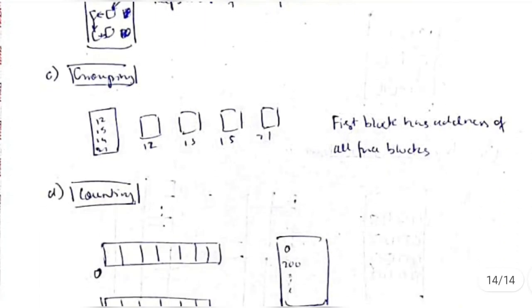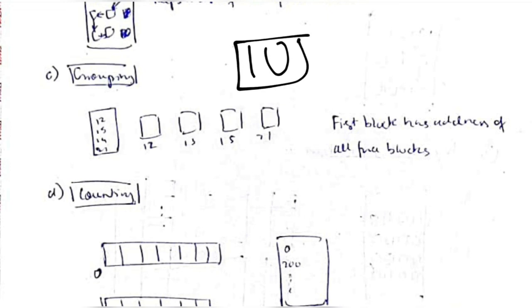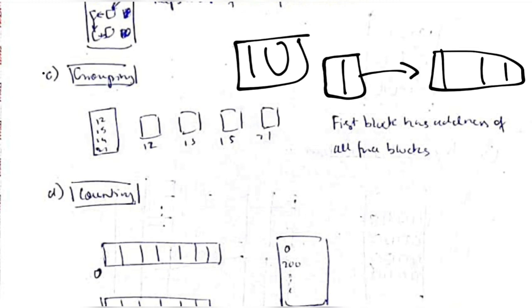And the third one is grouping. Means, see, if there are 10 nodes free, so the first one will be storing the address of the next 9 nodes. Okay, so that's known as grouping.